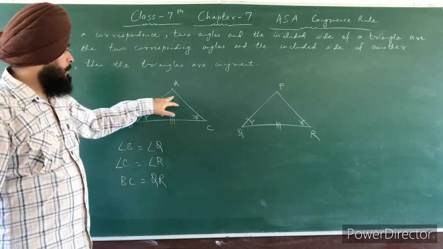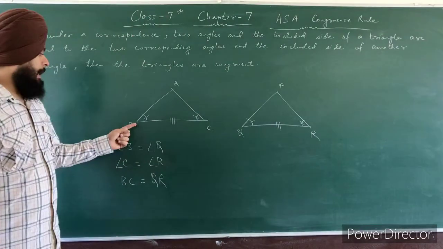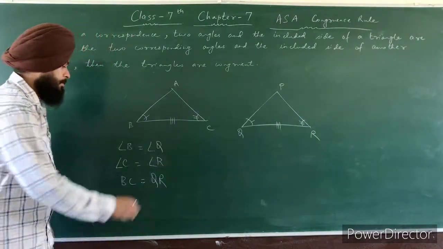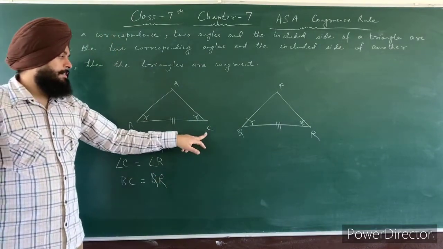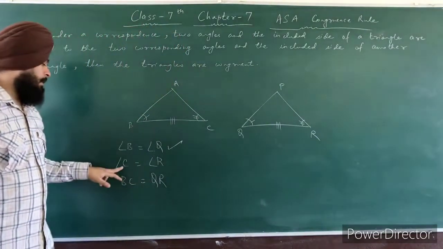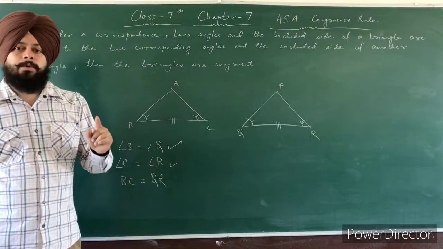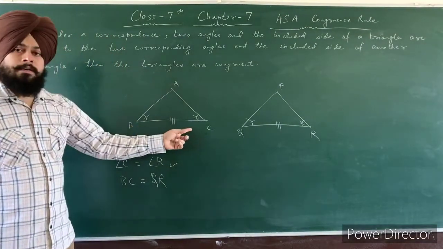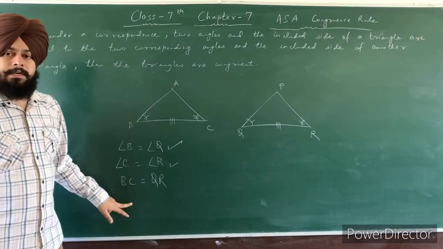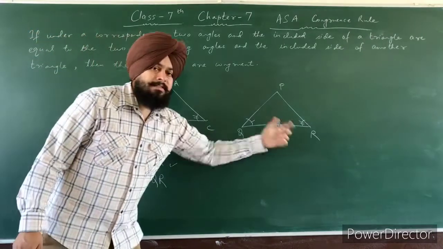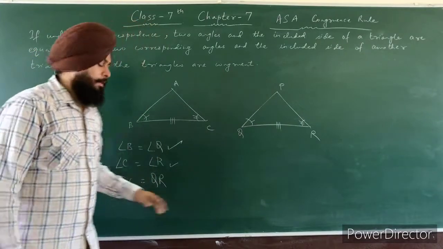So for example, triangle ABC and triangle PQR are given, in which angle B is equal to angle Q. This is the first angle. Second is angle C is equal to angle R. This is the second angle. And the side included between these angles, BC, is equal to side QR. This is the third one, which is the side. Two angles and the side included between these two angles, BC equal to QR, are given equal.